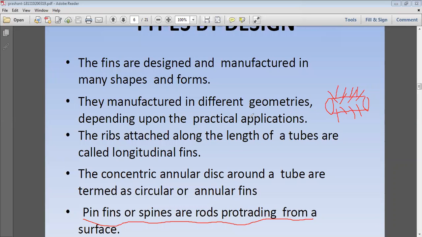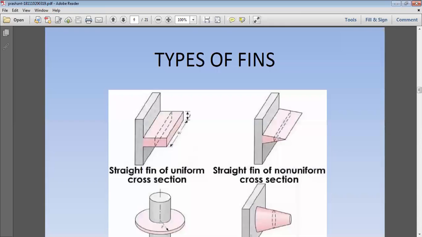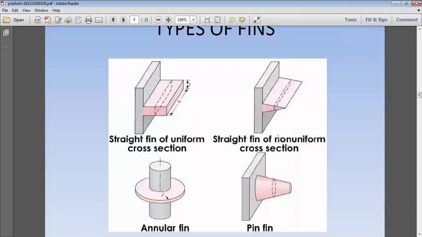Longitudinal fins. What do you mean by longitudinal fins? The rib attached along the length of the tubes are called longitudinal fins. Okay. The concentric or annular fins. What do you mean by concentric or annular fins? That means circular fins. Concentric annular discs around a tube are termed circular or annular fins. Pin fins and splines are rods protruding from the surface, called pin fins. So these are the different geometries, the different types of design and geometry. Coming to see this, these are the different types of fins shown in the diagram.